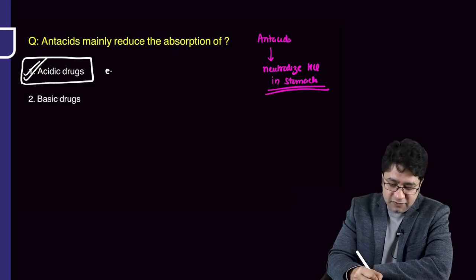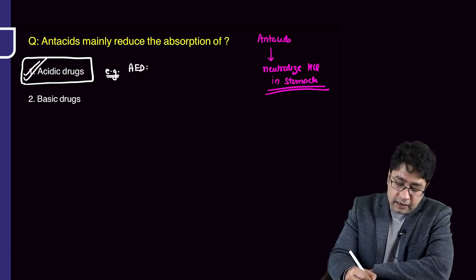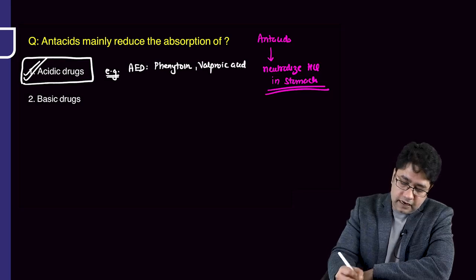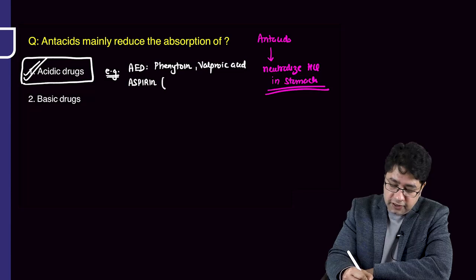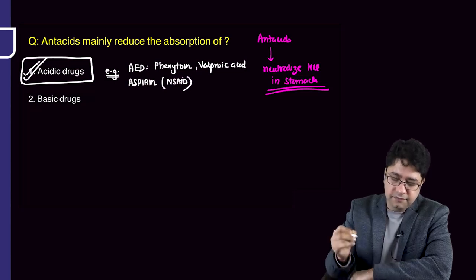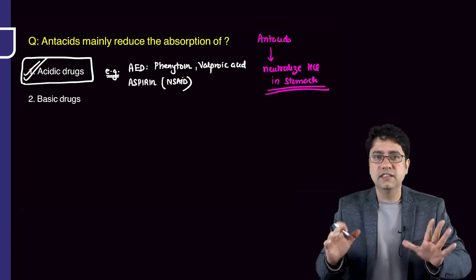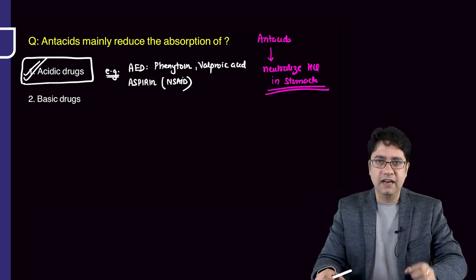Certain examples of those acidic drugs we can write are anti-epileptic drugs like phenytoin, valproic acid, and another drug is aspirin. Aspirin is a non-steroidal anti-inflammatory drug. Okay. So antacids mainly affect the absorption of acidic drugs. So this is all we need to remember about how a drug crosses the cell membrane, the most common pathway being simple or passive diffusion, and the importance of the pK value of a drug.